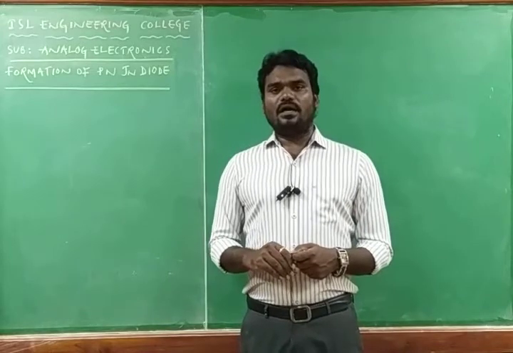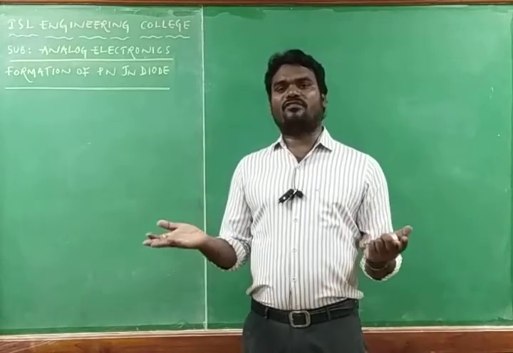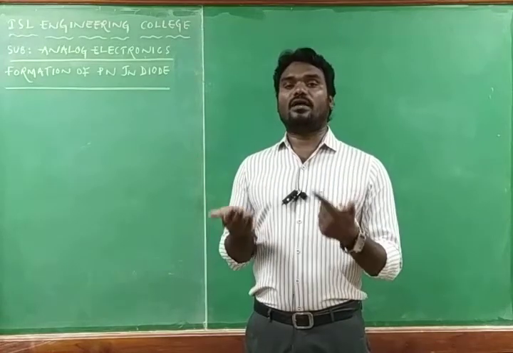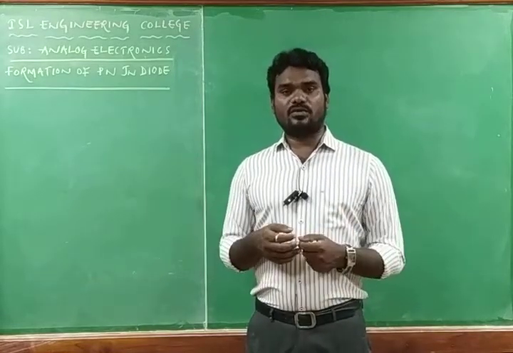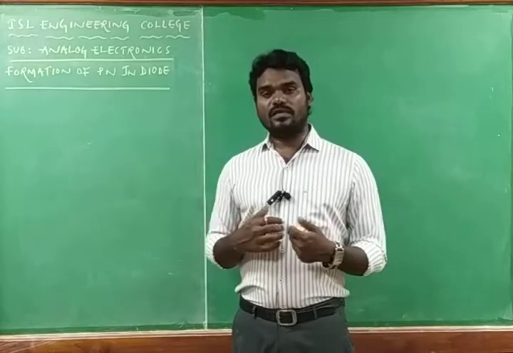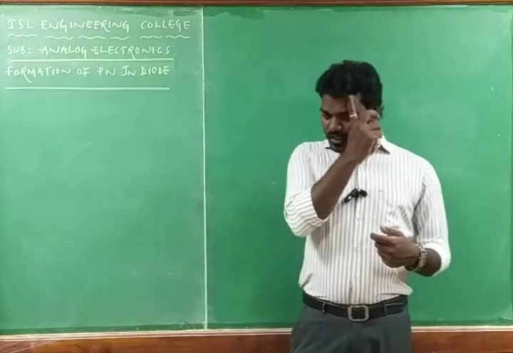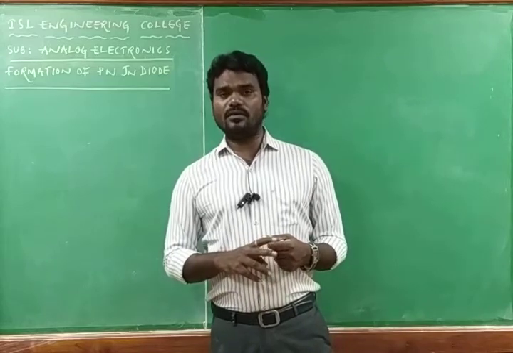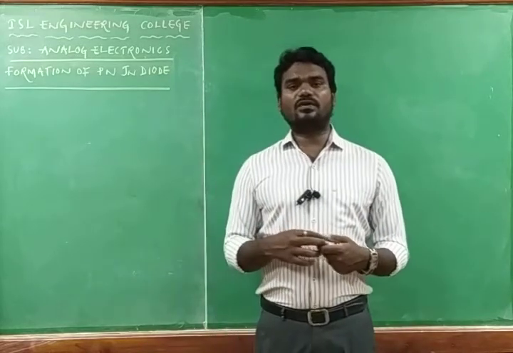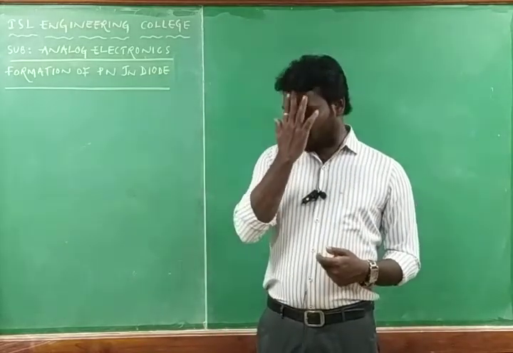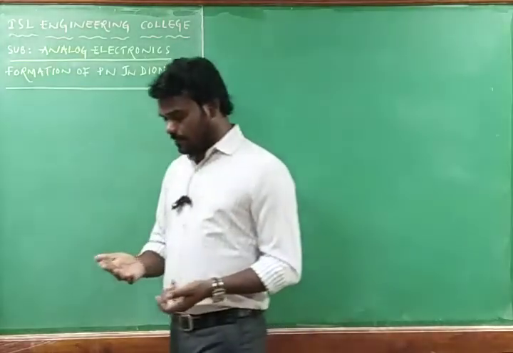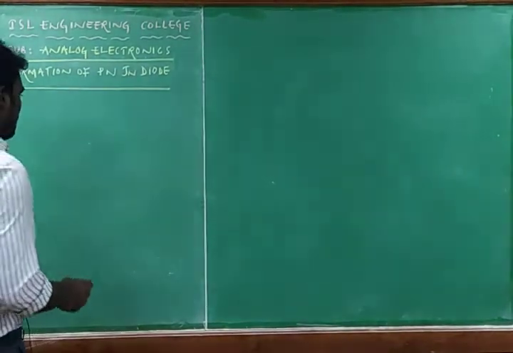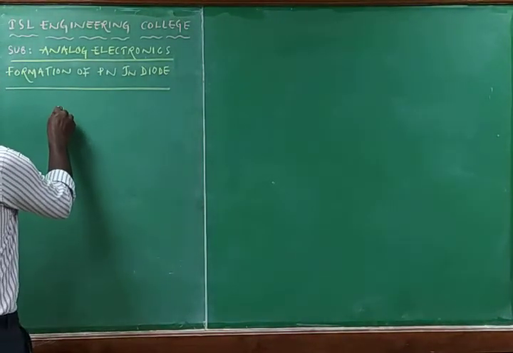Diode means it requires two electrodes. After formation of the p-n junction, to convert it into a diode, we need to add two electrodes: one is the anode and the other is the cathode. The electrode connected to the more positive charge is called the anode, and the electrode connected to the more negative charge is called the cathode.